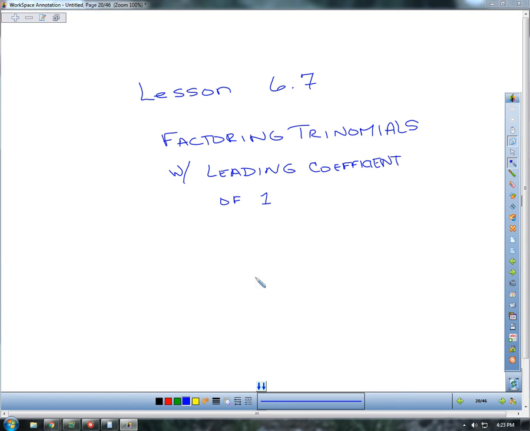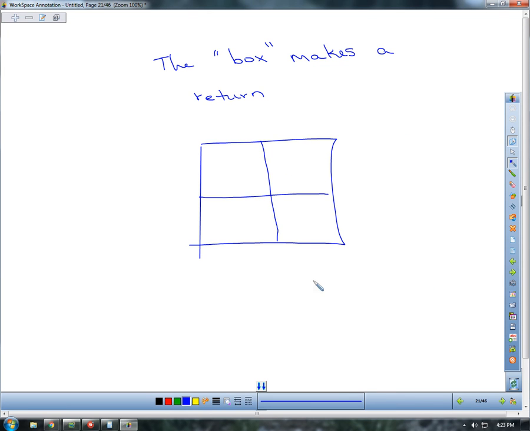Hello, algebra students. Today we will begin factoring trinomials. So we have three things that we are factoring, and our leading coefficient is going to be 1. Next week we'll turn up the heat and make it something else. So, the box makes a return. We will be using this box.